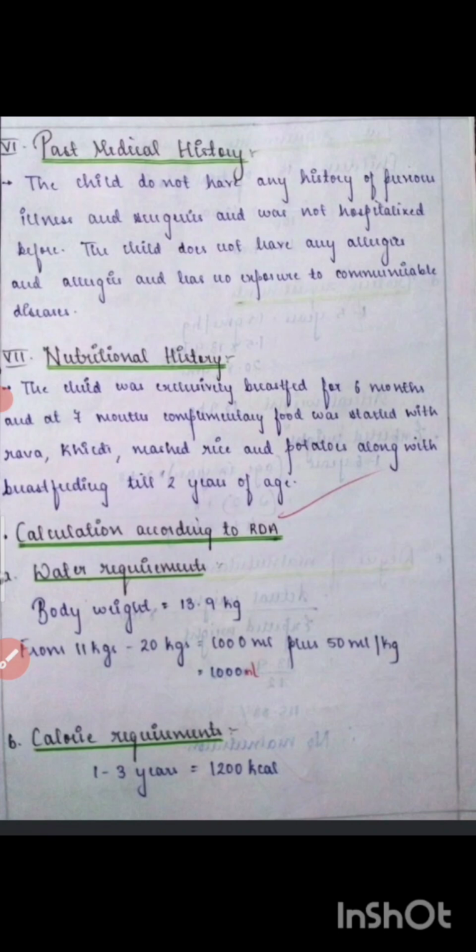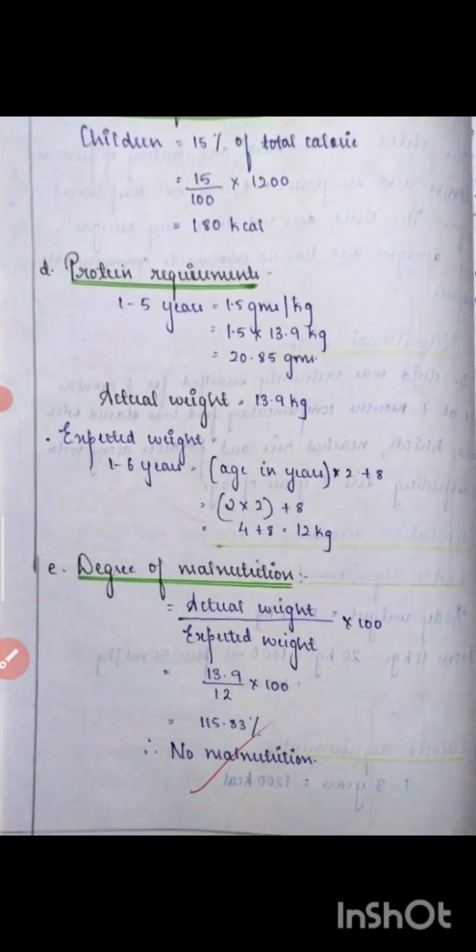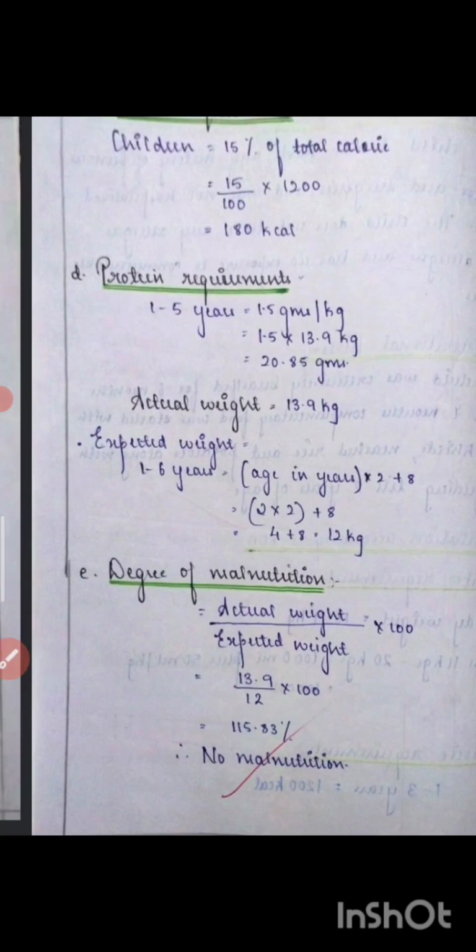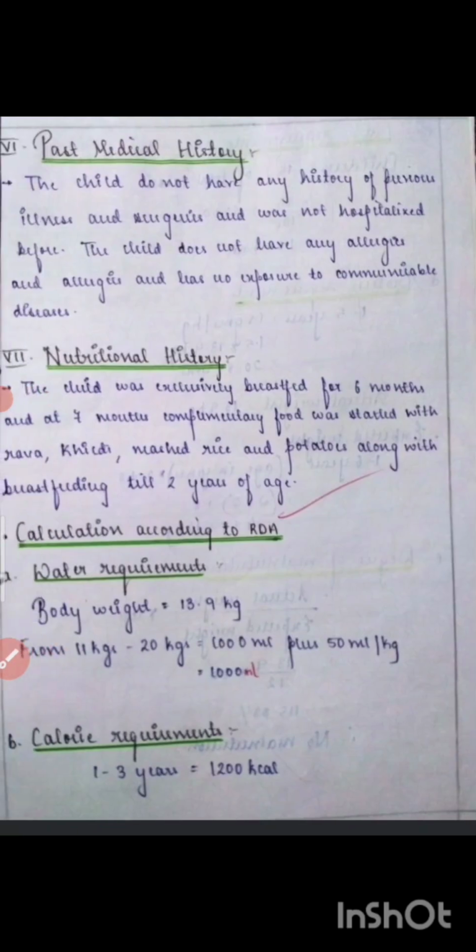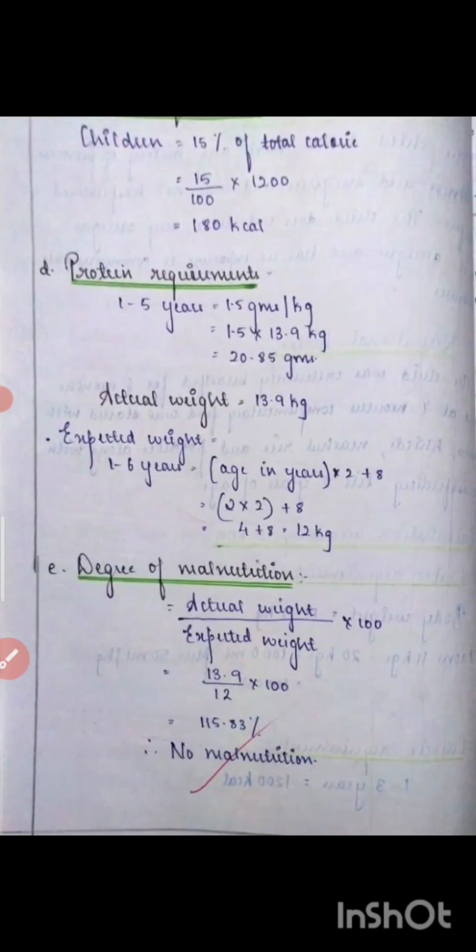See, here I have mentioned everything, you can write the same thing. Next comes the calculation according to the RDA. Here you'll have to calculate the water requirement, calorie requirement, fat requirement, protein requirement and degree of malnutrition. For this, there are different formulas according to the age of the baby. If you want me to tell you about this, you can comment. I'll make a separate video on this.